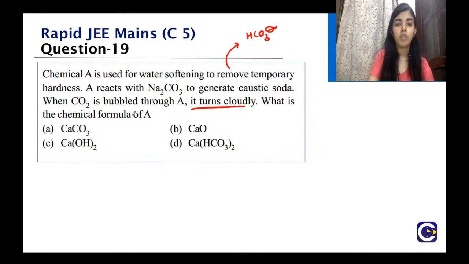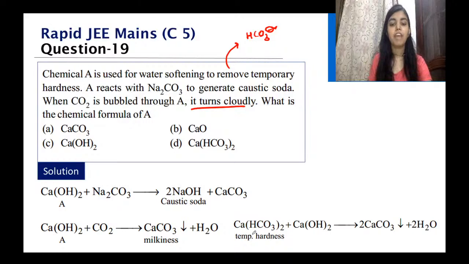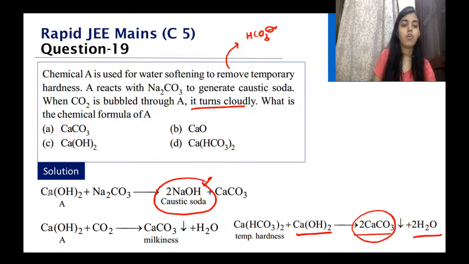Right. So here if you see, if the temporary hardness is because of calcium bicarbonate, it reacts with calcium hydroxide to give calcium carbonate plus water, right? The second reaction says that it reacts with Na2CO3 to get caustic soda. So what is caustic soda? Basically NaOH, right? So calcium hydroxide on reaction with Na2CO3 gives caustic soda.